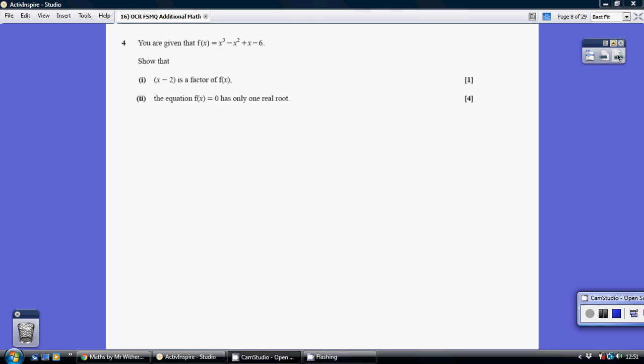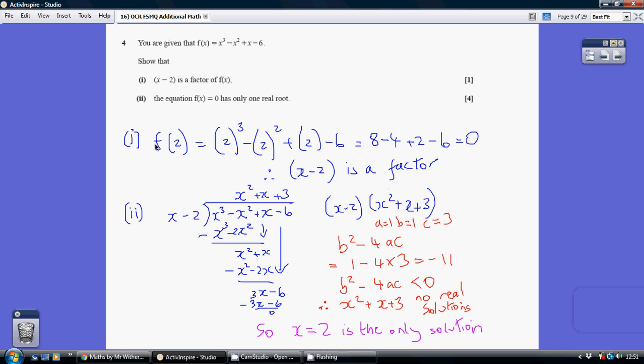Question 4. So for part 1 we just use the factor theorem. If x minus 2 is going to be a factor, when we substitute 2 into the function we should get 0. So we're finding f of 2, so that's 2 cubed minus 2 squared plus 2 minus 6. That indeed equals 0, so therefore x minus 2 is a factor.